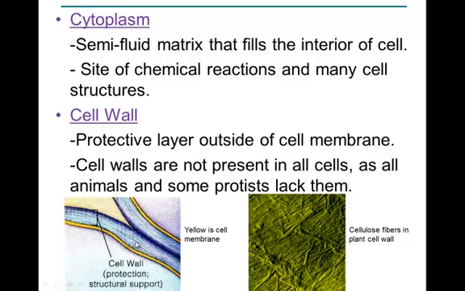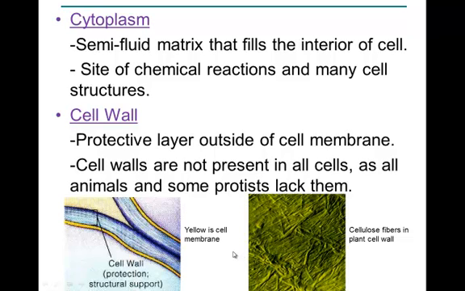This little drawing here is meant to show, for example, two plant cells that abut. The yellow line here is the cell membrane, and the thick layer outside it is the cell wall. And this is the way two cells come together, the cell walls and the cell membranes inside of that. Now we're going to look at some other structures.